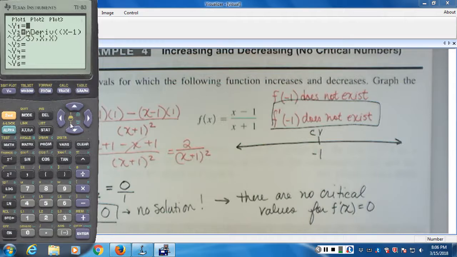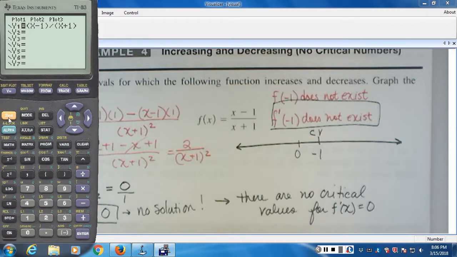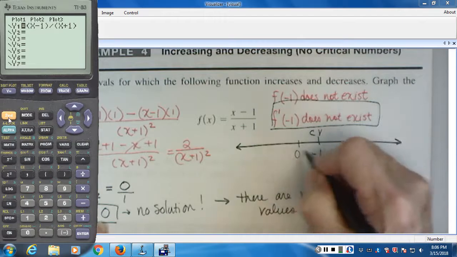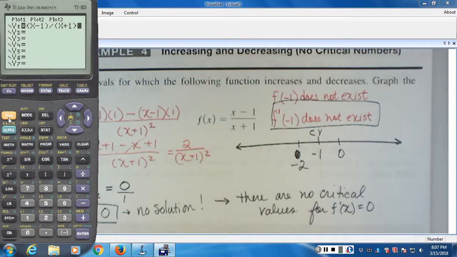So our first function, and I'm not going to use nderiv this time because we already found the derivative, our original function, is x minus 1 divided by x plus 1. And we're going to make a table of values, and the nicest number on this side would have been 0, because it's easy to plug in. I'm sorry, not on that side. That would be -2. And on this side, it would be 0. Okay?